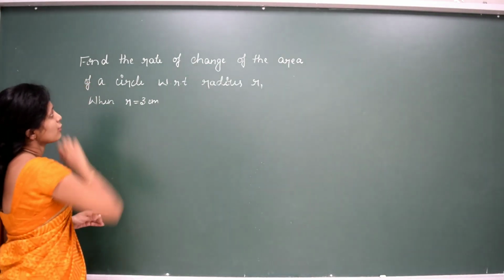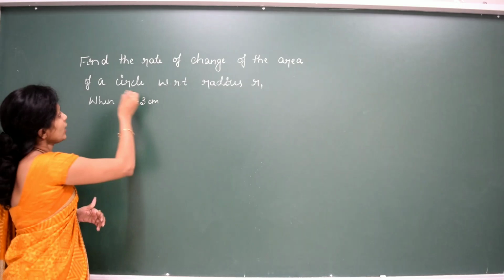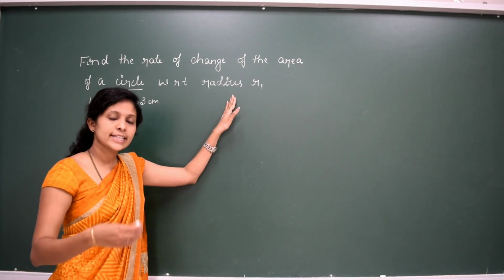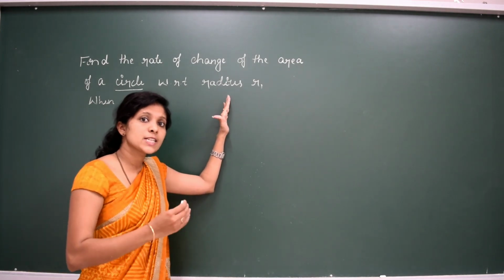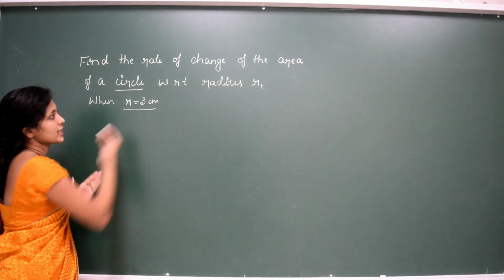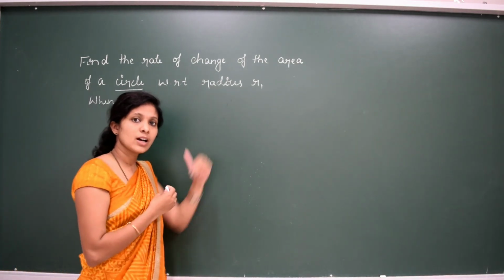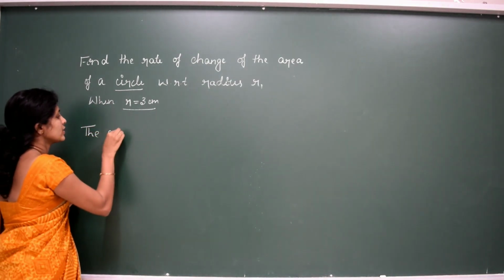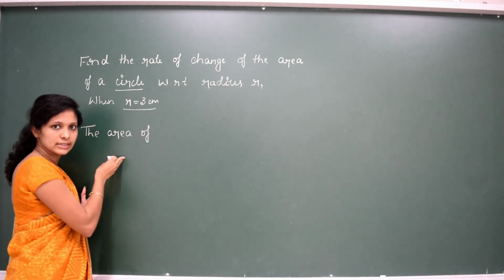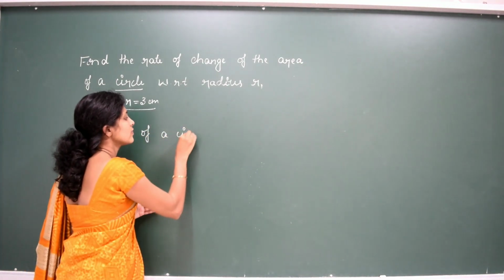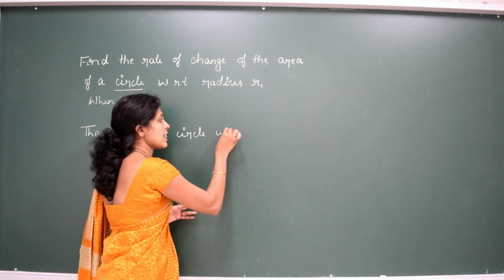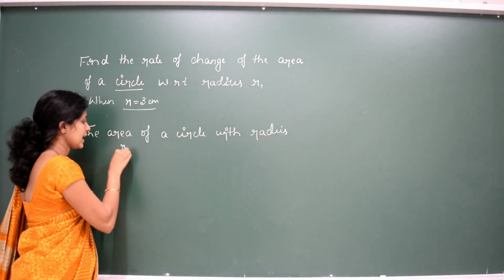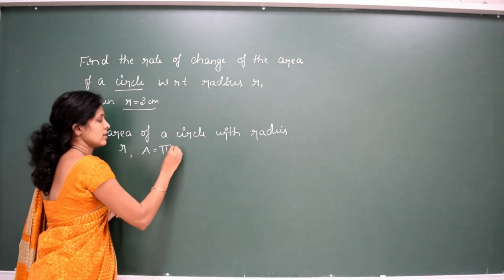See this simple problem. Find the rate of change of the area of a circle with respect to the radius, when the value of r is equal to 3. First, you have to write the area of a circle. Compulsorily you have to write this, okay? The area of a circle with radius r is given by A is equal to pi r square.